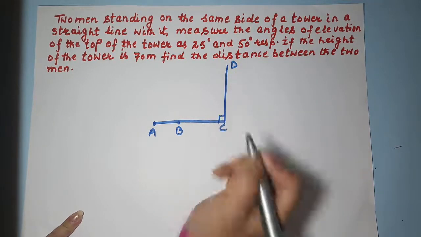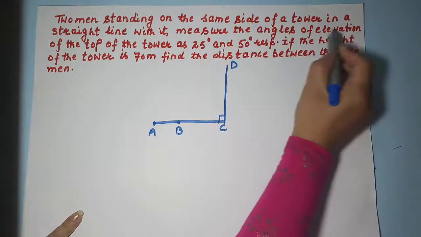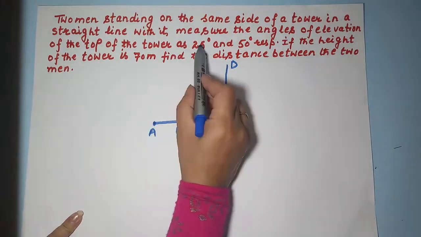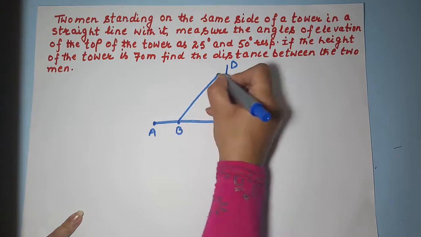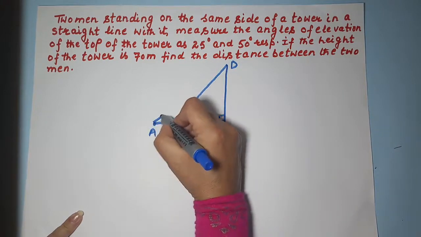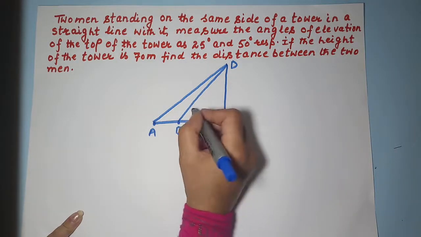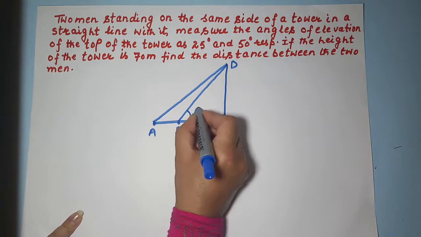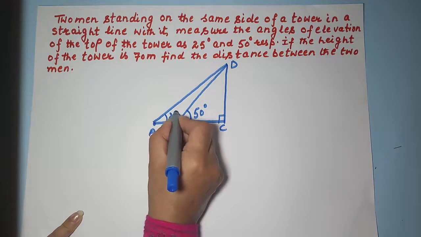This is 90 degree. Okay. In a straight line with it, measure the angles of elevation of the top of the tower as 25 degree and 50 degree. Okay. So they are looking at the top of this tower, both of them. So what will be the angles of elevation? 25 and 50. The bigger one will be this, which is 50 degree. And the smaller one will be this, which is 25 degrees.